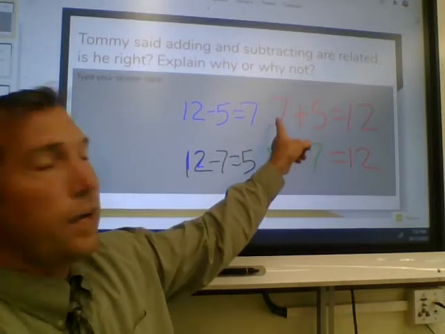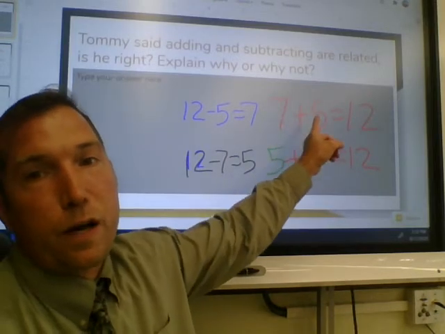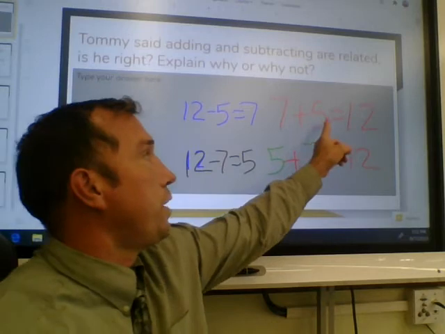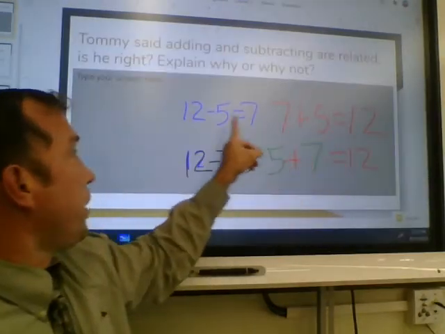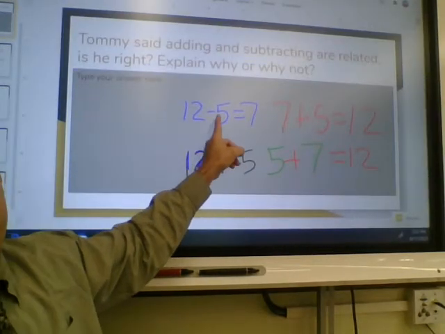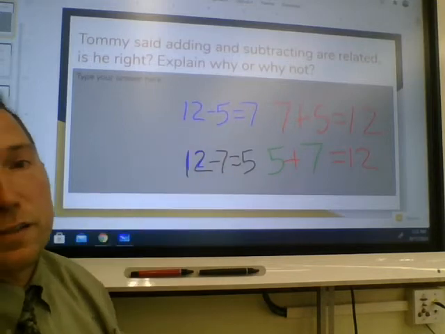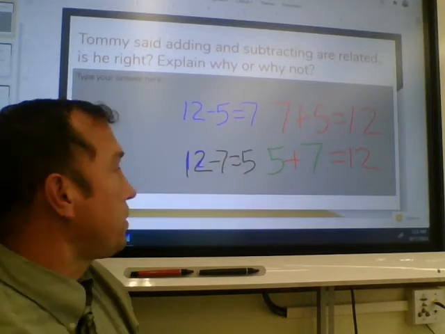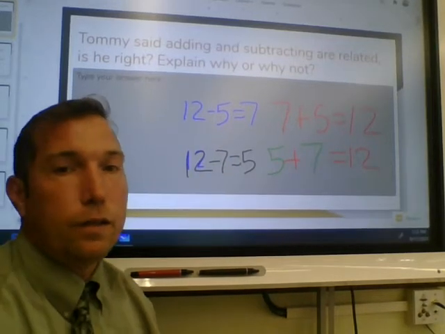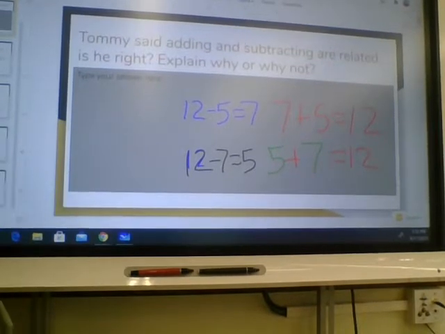If you had $7 and someone gave you 5 more, you did some chores around the house, you now have 12. Then you take your $12. If you spend the 5, you're now back to 7 where you began. So that's kind of how they are related. And I'll kind of show you how you would type that up in a second.